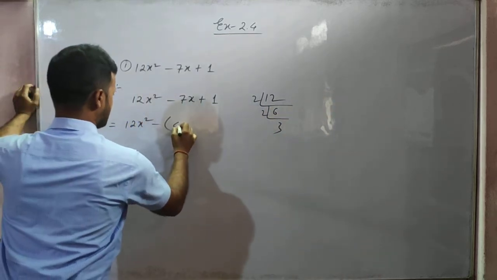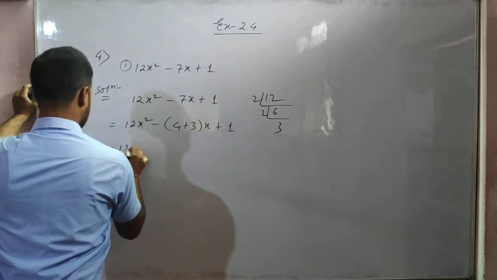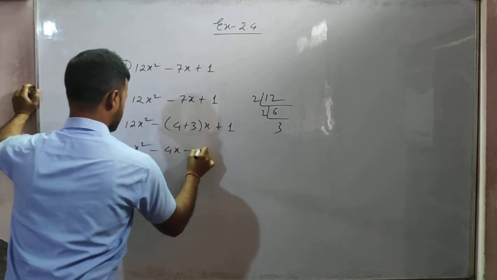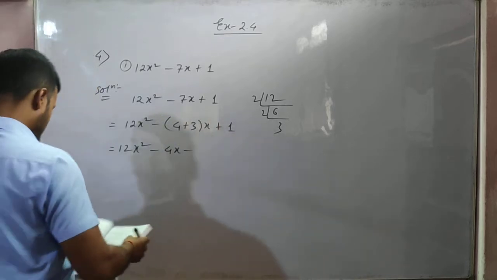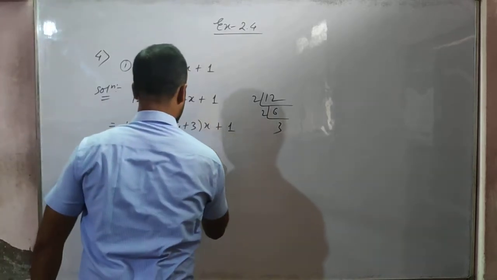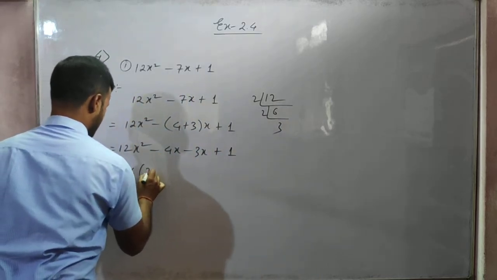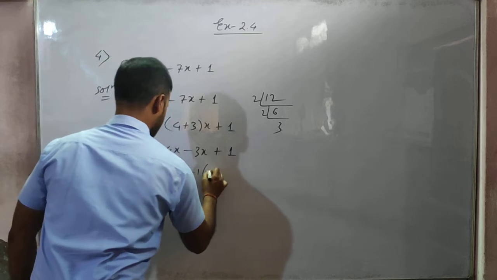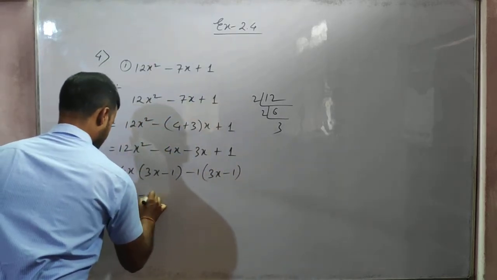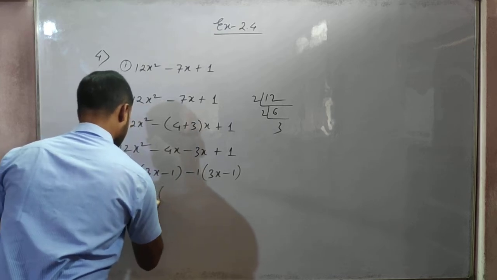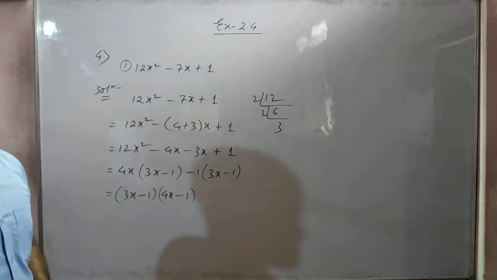12x square minus 4x plus 3x plus 1. We just have to factorize, okay? So 12x square minus 4x, minus 3x plus 1. So 4x you take common: 3x minus 1. Minus 1 you take common: 3x minus 1. So (3x minus 1)(4x minus 1). Okay, so we will factorize, students.